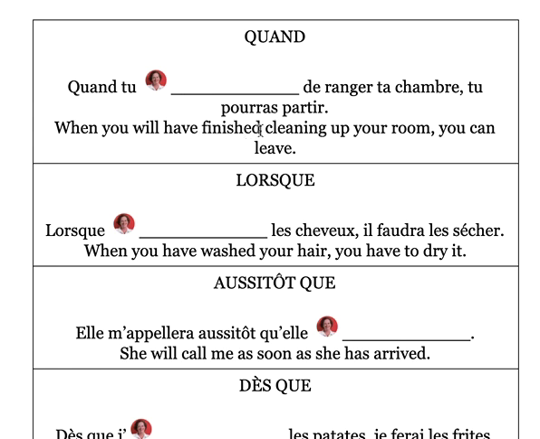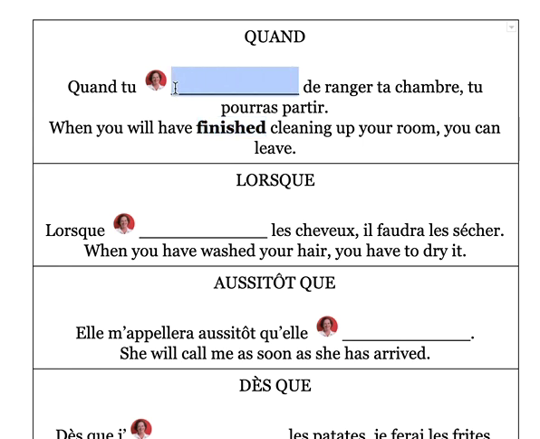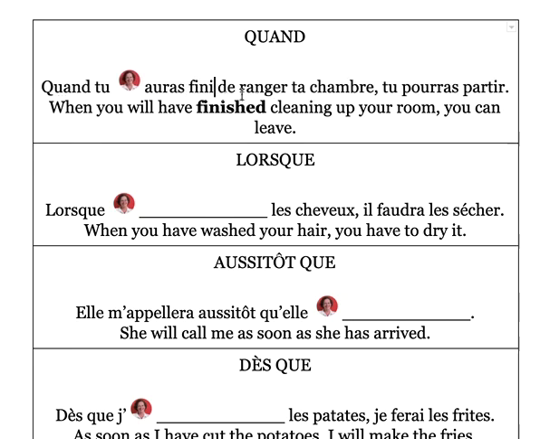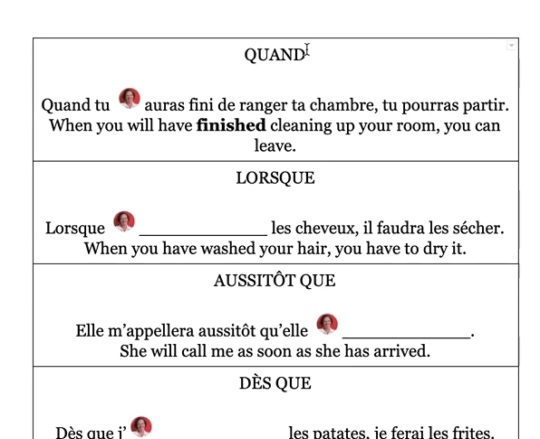So when you will have finished cleaning up your room, so that's the verb we're looking for right there, is finir. Donc, quand tu auras fini de ranger ta chambre, tu pourras partir. So when you will have finished, futur antérieur, cleaning up your room, you can leave. In English, I just say you can leave, present tense. But remember in French, tu pourras partir. It sounds better in the future because once again, we're making reference to the future. Not always when you use quand and lorsque and all these other ones, but sometimes.